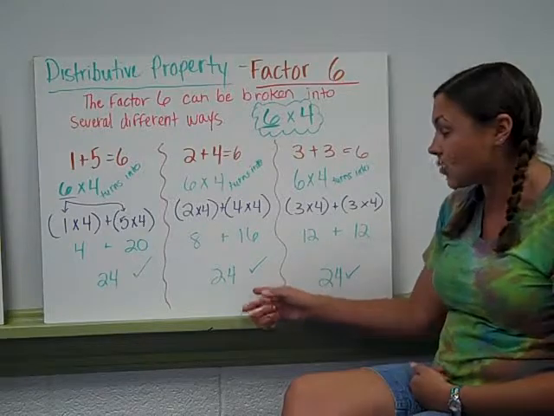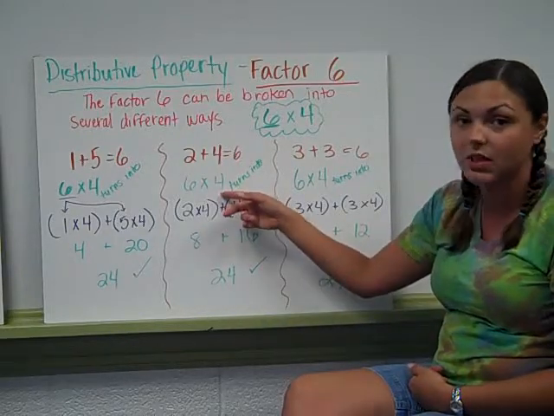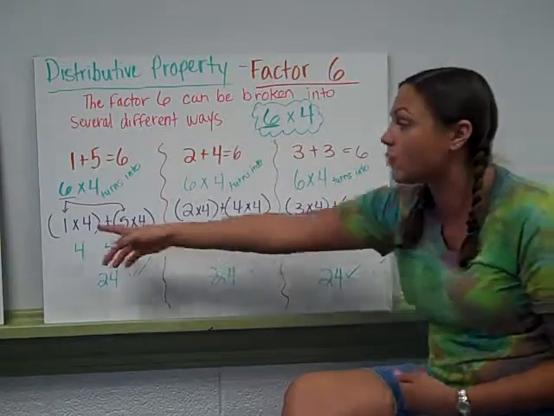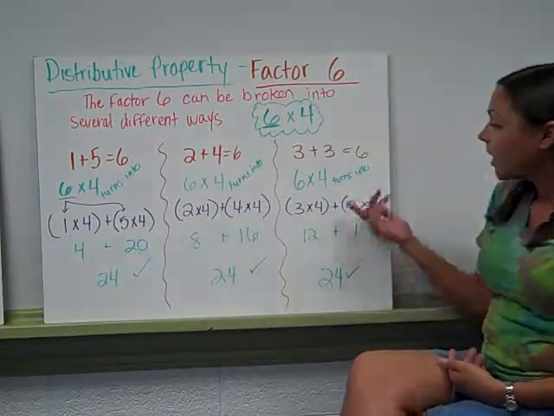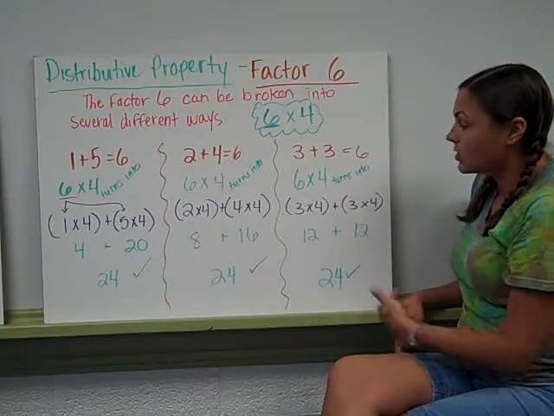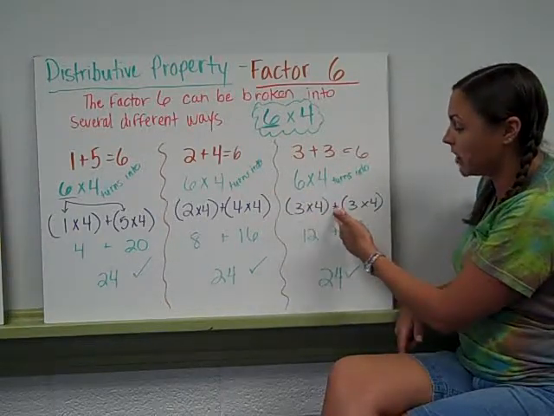That as well gives me 24, which is the product to 6 times 4. I just broke the 6 up into 2 and 4 in this one. That's it, instead of 1 and 5. Over here on this side, I broke the 6 up into 3 and 3. So I'm going to have 3 times 4 plus 3 times 4.